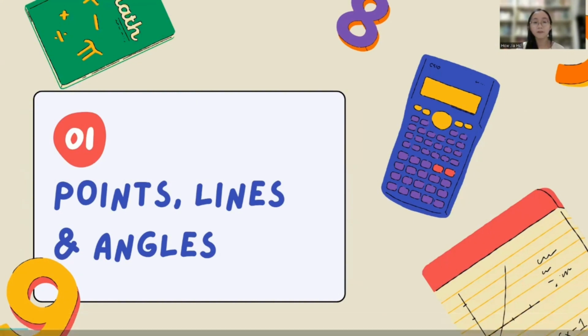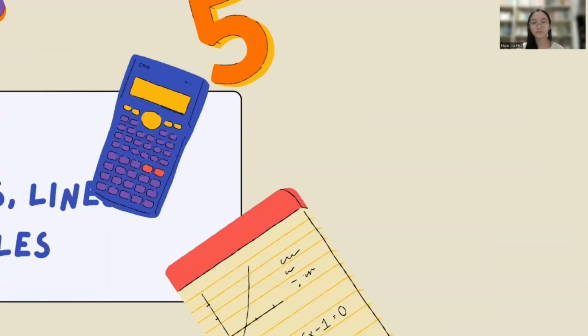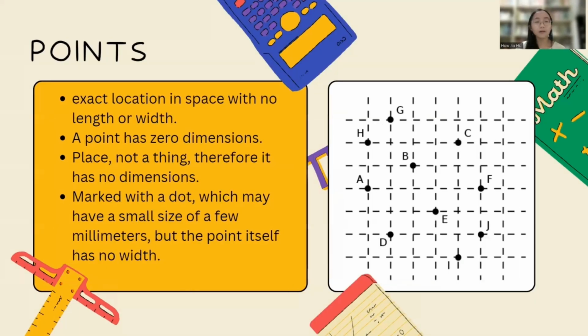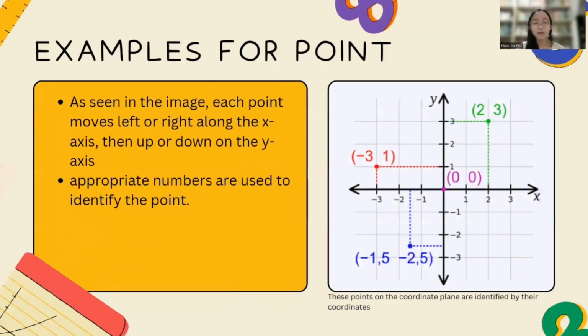First, we're going to talk about points, lines, and angles. As we all know, a point is an exact location in space with no length or width. It has 0 dimensions since it is a place, not a thing. It is marked with a dot, which may have a small size of a few mm, but the point itself has no width. For example, as seen in the image, the points are identified by their coordinates on the coordinate plane, which is the x-axis and y-axis.